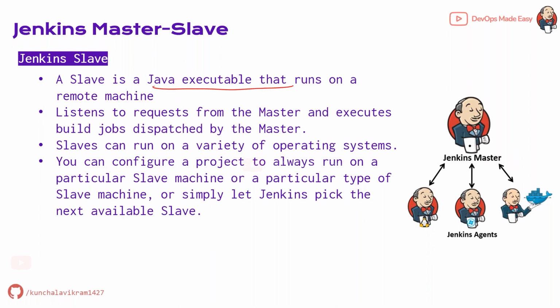A slave is nothing but a Java executable that runs on a remote machine. What we generally do is download a jar file from the master and run it on the slave. This jar file has the configuration of your master's URL, port number, etc. So when we run the jar file here, it will automatically connect to the master. For Docker agents this is not needed. Basically, you run a small jar file, and that jar file connects to the master. And for Linux, there is one more way, which is SSH. That means the master can connect to the slave through SSH. It can also connect through a jar file.